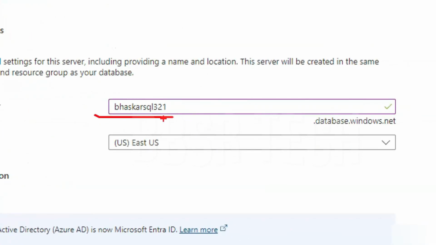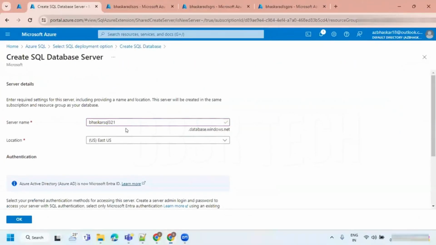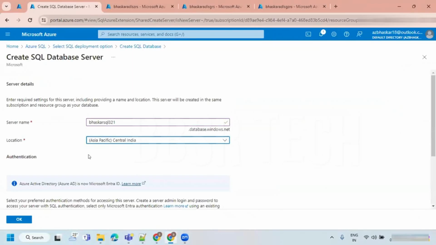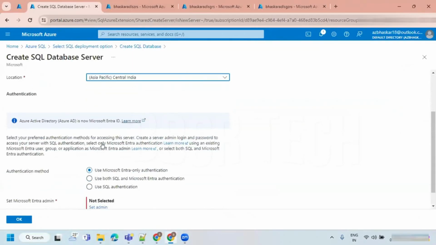Bhaskar SQL 321.database.windows.net is the name of the server. Let's go and take the location. My nearest location is Central India. I'm just taking this, a recommended location for me. And I'm nearest to this, so I'm just taking Central India.